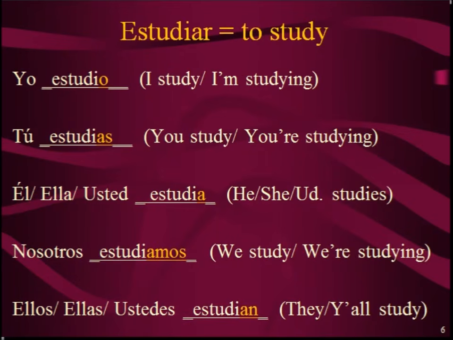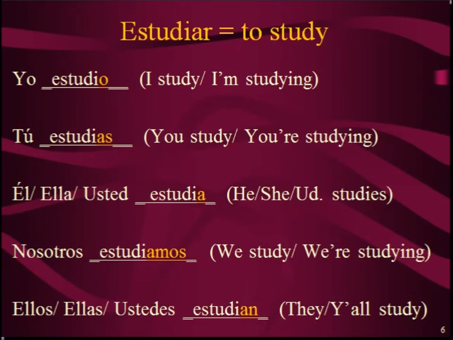Another example would be estudiar. Yo estudio is I talk, or I study, excuse me. Tu estudias is you study. Él estudia is he studies. Nosotros estudiamos is we study. And ellos estudian is they or y'all study. Alright, so you can do this with any verb that ends in AR in Spanish. You simply take off the ending and add the appropriate ending, either o, as, a, amos, or an.